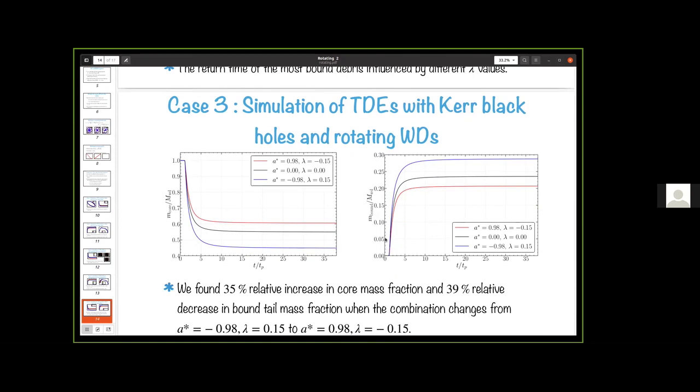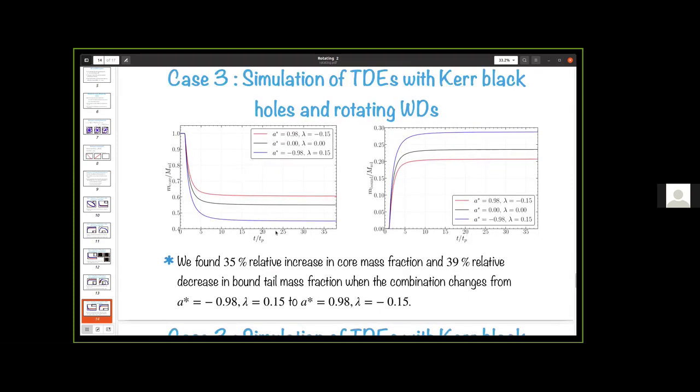As I mentioned earlier, the retrograde rotation of the black hole results in more mass disruption, and for the white dwarf, the initial prograde rotation results in more mass disruption. Therefore, this combination, which is represented by the blue line, shows the maximum mass disruption in comparison to the red line, which corresponds to the combination of a* 0.98 and lambda minus 0.15. That means the prograde rotation of the black hole and the retrograde rotation of the white dwarf.